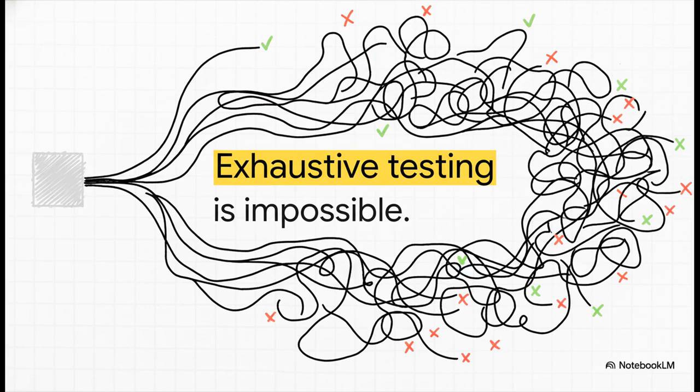This is one of the absolute fundamental truths of testing. For any piece of software that's even a little bit complicated, the number of possible things you could type, buttons you could click, and paths you could take, it's practically infinite. You literally cannot test everything. It's impossible. So testers have no choice but to be smart. They have to be incredibly efficient.